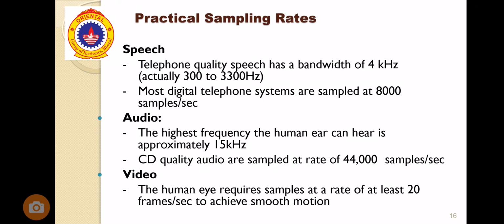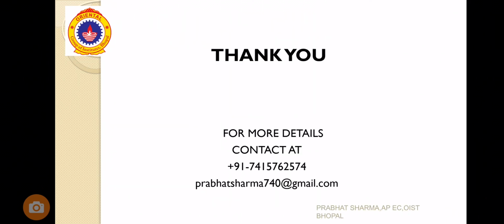There are some practical sampling rates for speech communication. Telephone quality speech has a bandwidth of 4 kHz. Most digital telephone systems are sampled at 8,000 samples per second. For audio, the highest frequency the human ear can hear is approximately 15 kHz. And for video, the human eye requires a sample rate of at least 20 frames per second to achieve smooth motion.